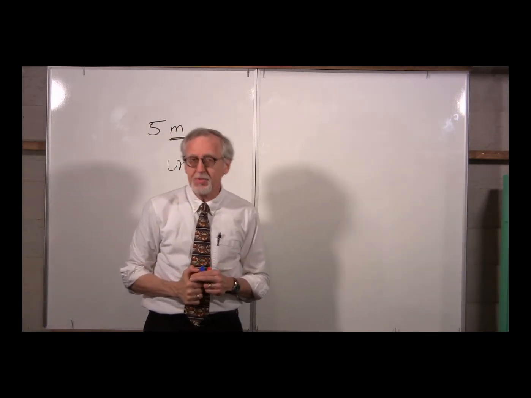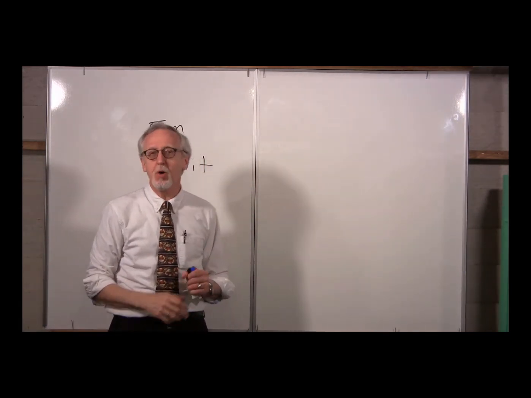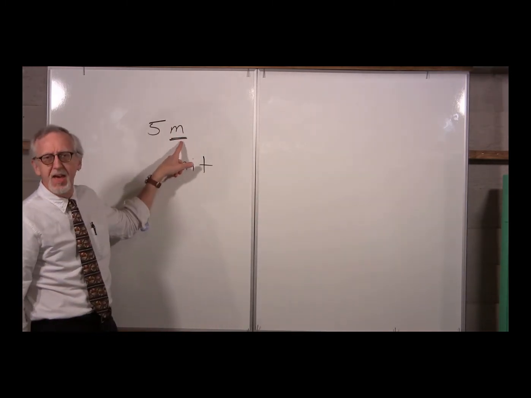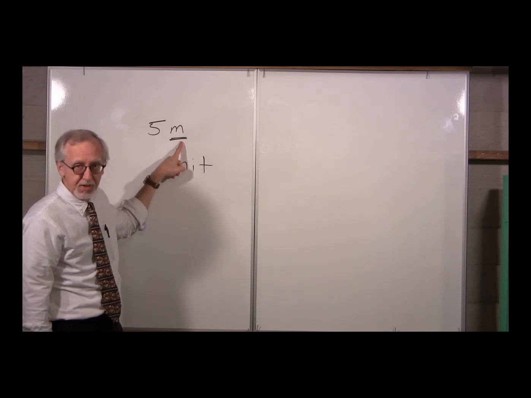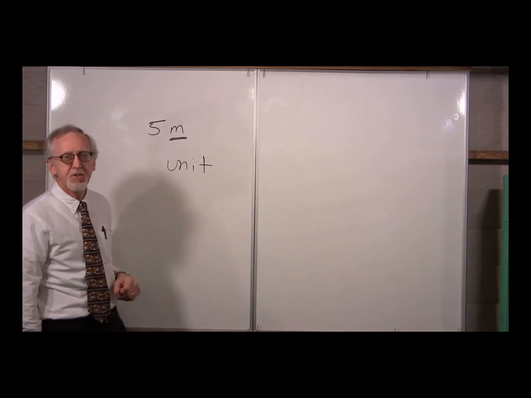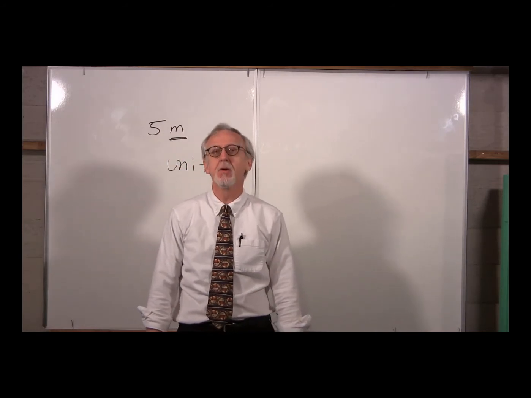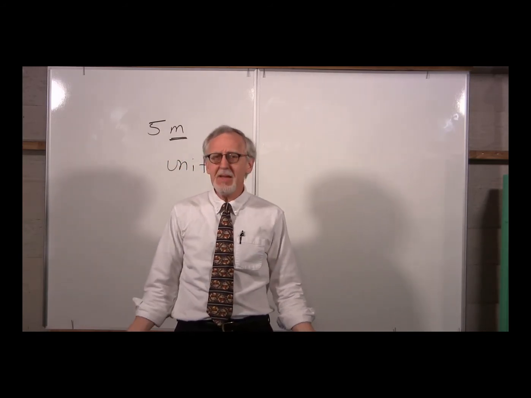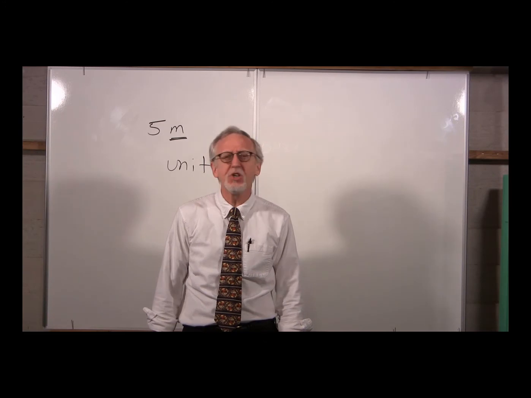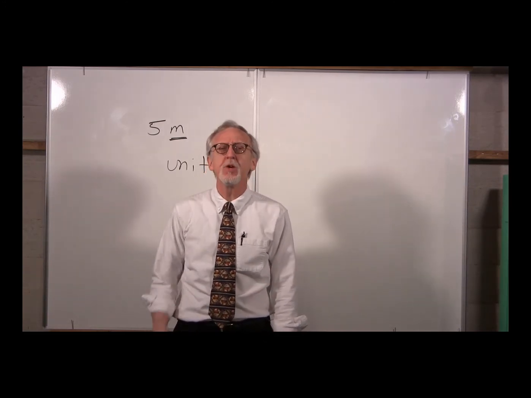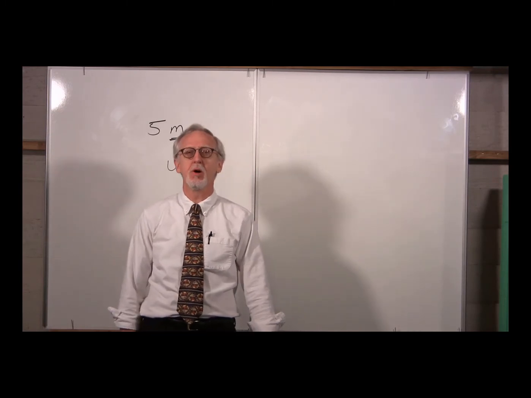Almost always, there are some exceptions, but almost always, any time that you have a numerical part, you have to have a unit that goes along with it. So 5 meters. If I were to say, oh, this room is 5 wide. Well, what does that mean? 5 what? Is it 5 inches? Is it 5 feet? 5 meters? 5 kilometers? You have to have some unit to go along with it.